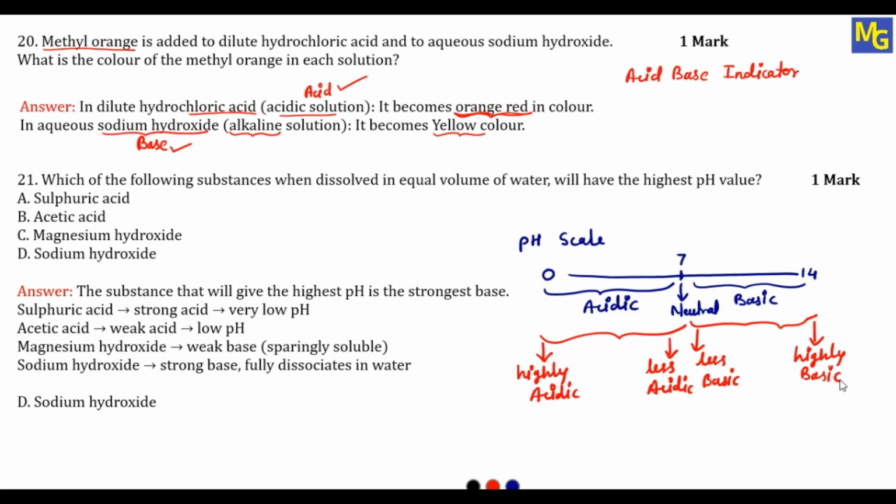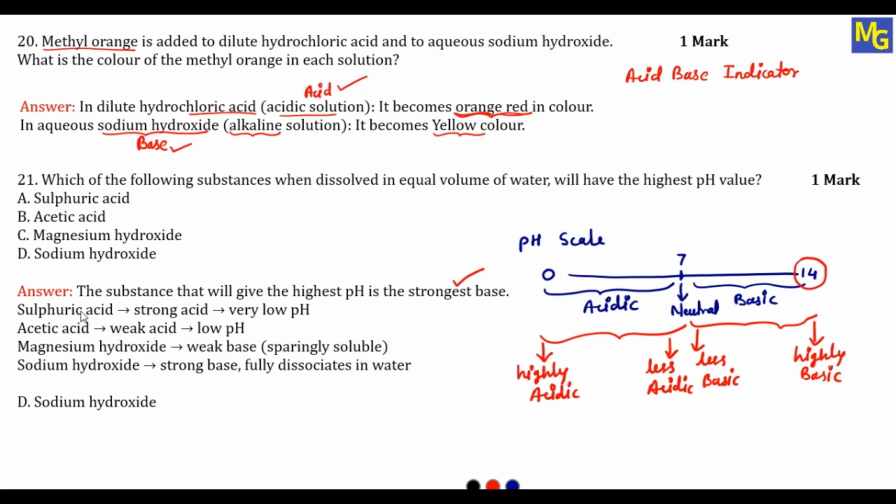So according to this pH scale, the substance that will give the highest pH will be the strongest base, correct? You can see 14 is the highest. So if your solution is giving 14, 13 or 12, then it will be the strongest base, that is highly basic. Now if you see again the answer, the substance that will give the highest pH is the strongest base. Remember this statement and then we will solve.